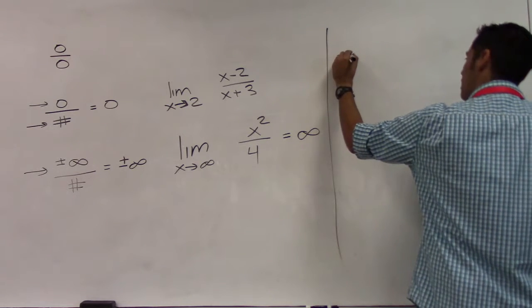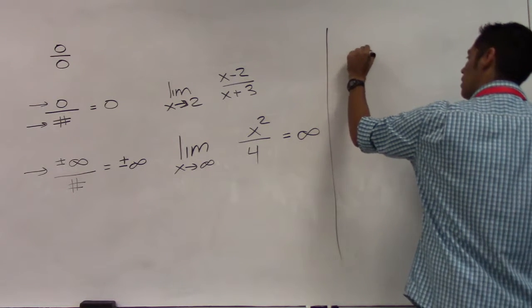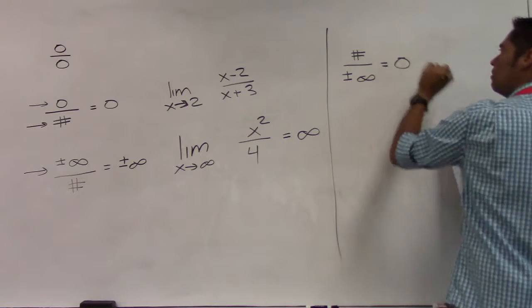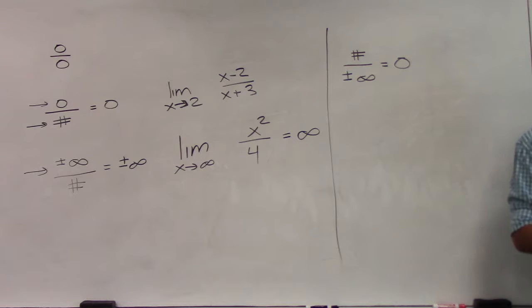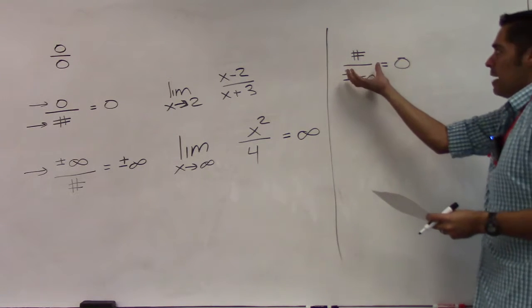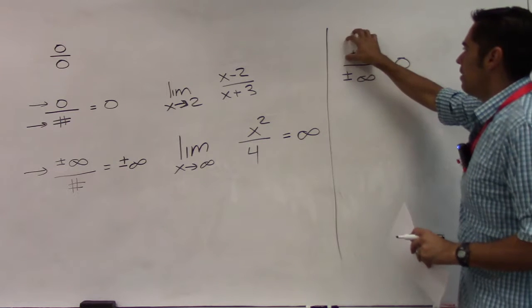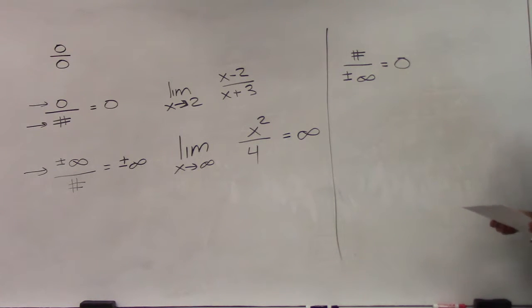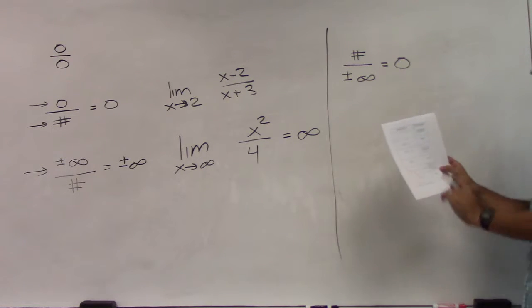If you have a fixed number over positive or negative infinity, it goes to 0. So those are the examples that I was talking about here, like 1 over x squared, 1 over x cubed. If the bottom gets big, positive or negative, it doesn't matter, and the top is stuck, then you get 0. What's the fifth box down?